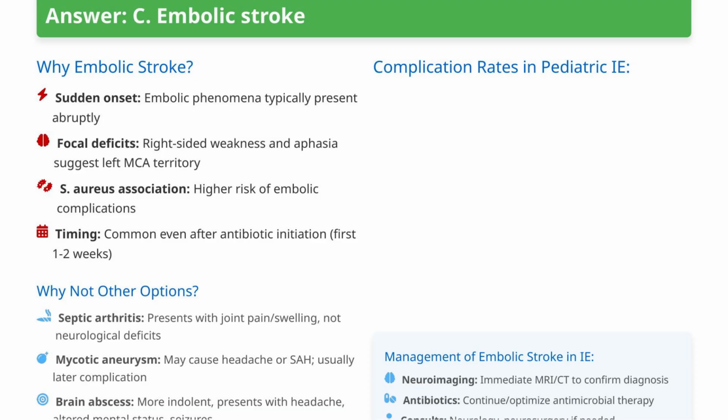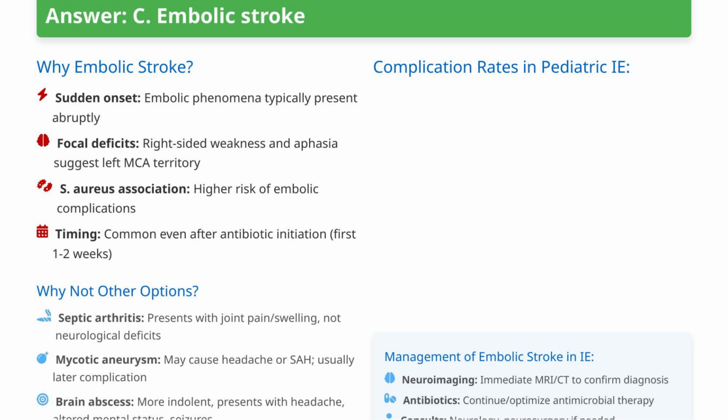Several features of this case point to embolic stroke as the most likely complication. First, the sudden onset of neurological symptoms is characteristic of embolic phenomena, which typically present abruptly. Second, the specific neurological deficits, right-sided weakness and aphasia, suggest involvement of the left middle cerebral artery territory, a common site for emboli. Third, Staphylococcus aureus infective endocarditis carries a particularly high risk of embolic complications compared to other pathogens.